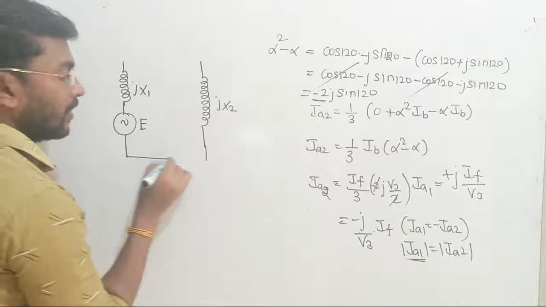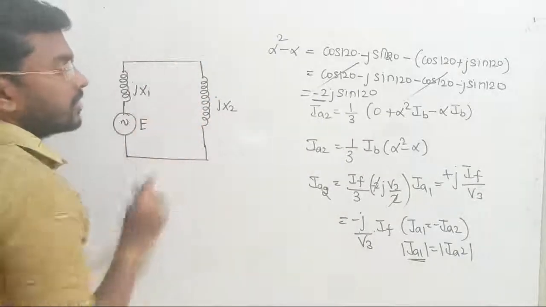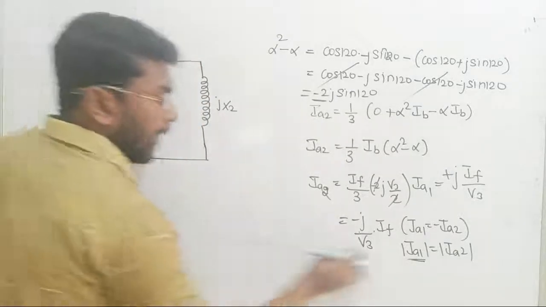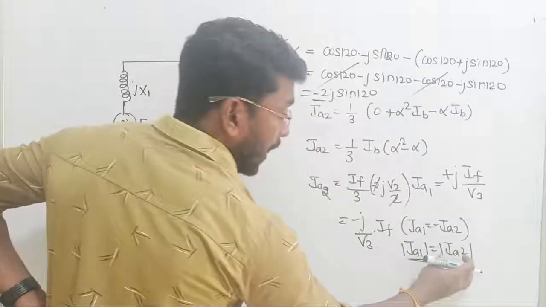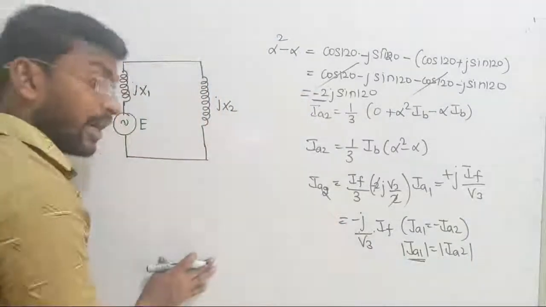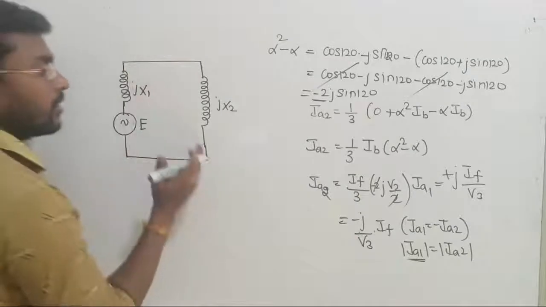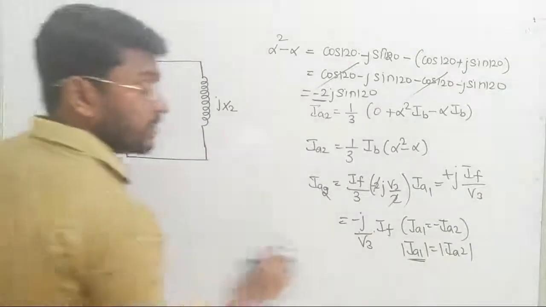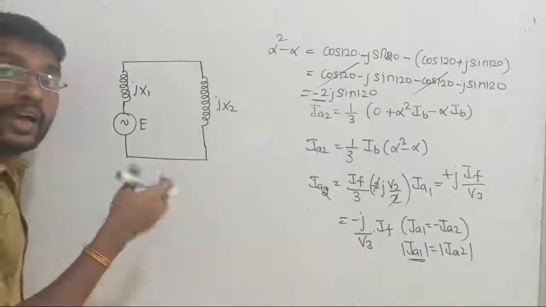Let me do one thing. I will connect them like this. I will connect them in series. Why? Because the magnitude of IA1 and the magnitude of IA2 are equal. Magnitude means just 3 amperes here and 3 amperes there. But the thing is they are traveling in the opposite direction, like our fault current.